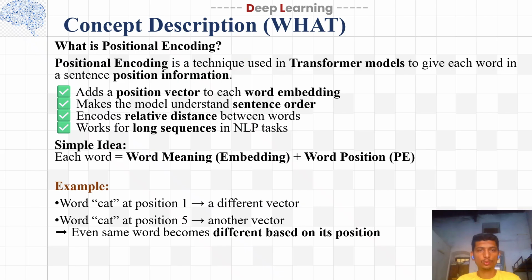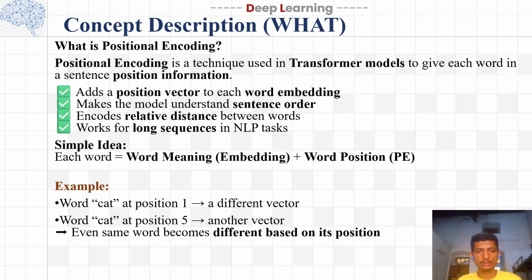So let's see what positional encoding is. Positional encoding is a technique used in transformer models to give each word in a sentence positional information. In that there are 4 points. Positional encoding adds a positional vector to each word embedding, and it makes the model understand sentence order and encodes relative distance between words. It also works well for long sequences in NLP tasks.